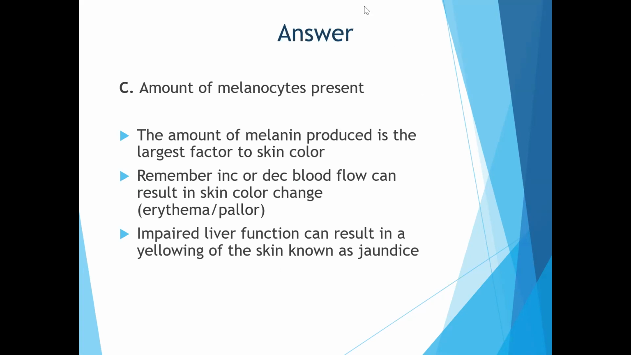Okay. C, it's the amount of melanocytes present. The amount of melanin produced is the largest factor to skin color. So not the amount of melanocytes, it's the amount of melanin that those melanocytes produce. Increased or decreased blood flow can affect it. We talked about erythema and pallor, and then we also talked about impaired liver function.